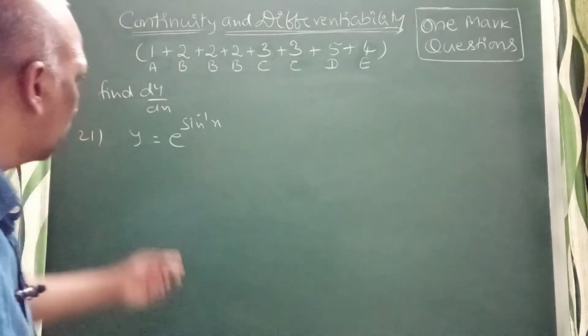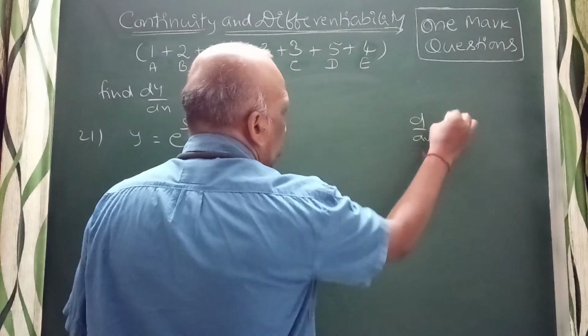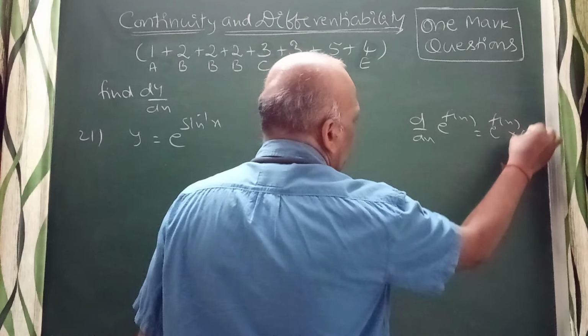As in this problem, e power sin inverse x, we know that d by dx of e power f of x is e power f of x into f dash of x, right?